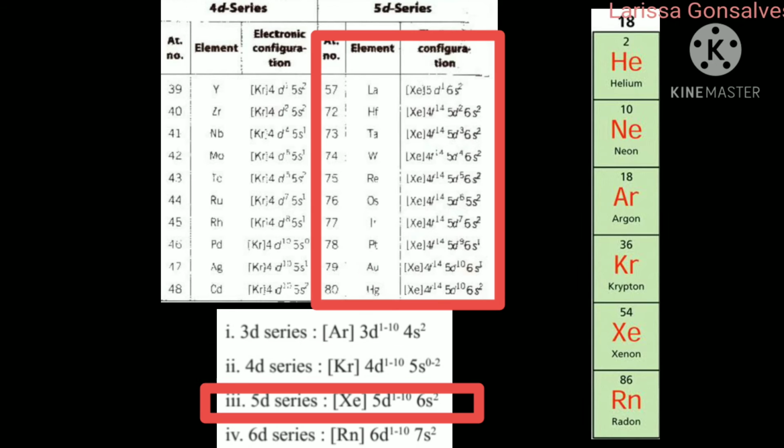The 5d series begins from lanthanum, having atomic number 57, and ends at mercury with atomic number 80. The noble gas core used here is xenon, and the electrons in the 5d shell range between 1 to 10, and in 6s2 it is completely filled, that is, with 2 electrons.